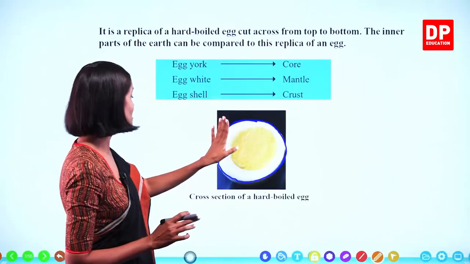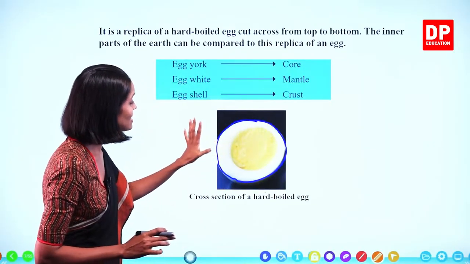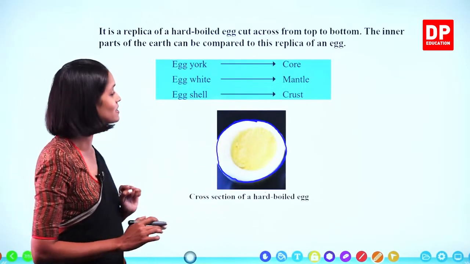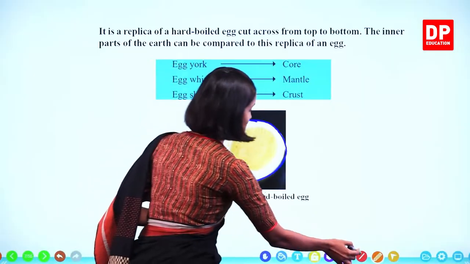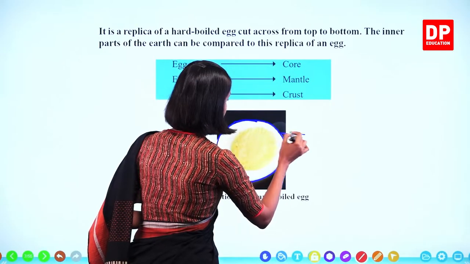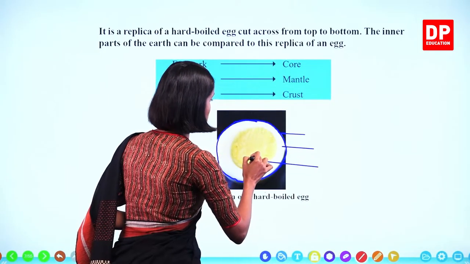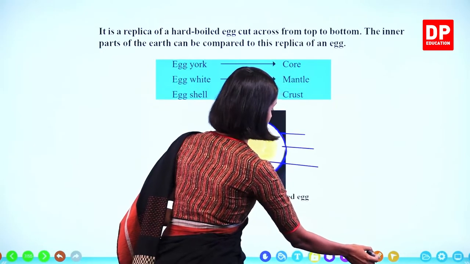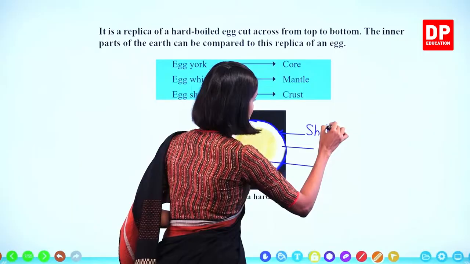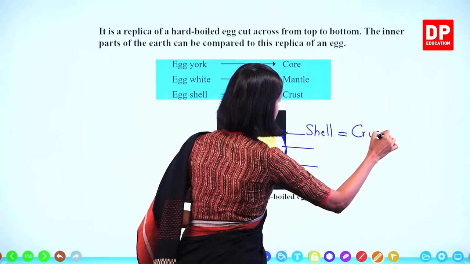Okay, so when we look at this cross-section of a hard-boiled egg, it's very clear that it is somewhat similar to the cross-section of the earth, right? So let's label this one. We can consider this as the crust, egg white as the mantle, and egg yolk as the core, right? This is the shell. Egg shell is somewhat similar to the crust.